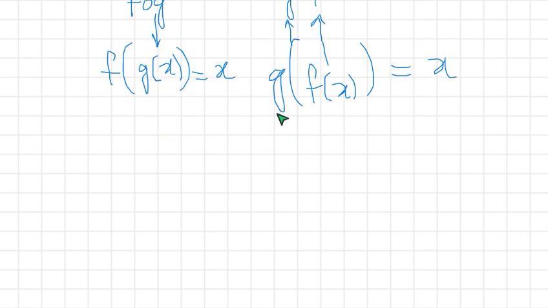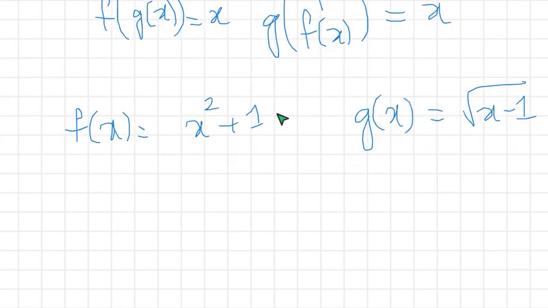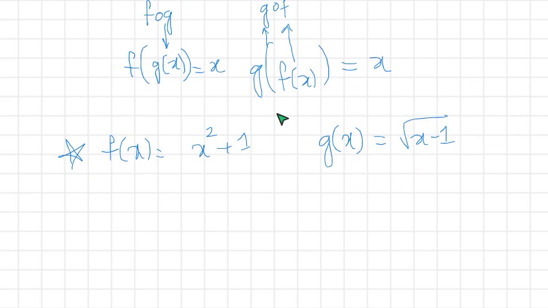Okay. So let's say f of x is equal to x square plus 1. And let's say g of x is equal to root of x minus 1. Check if f and g are inverses of each other.